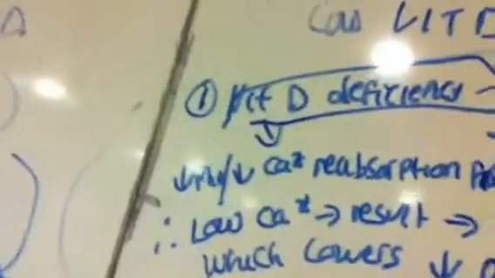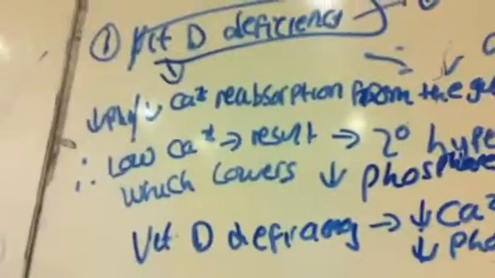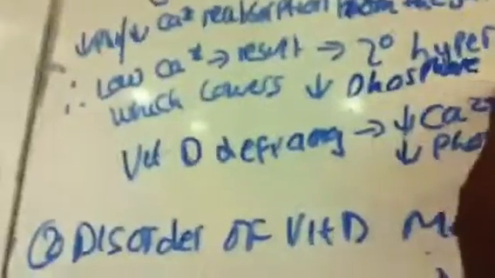So you'd have low phosphate, low calcium because of reduced absorption from the gut. Low calcium will result in secondary hyperparathyroidism as compensation, because your parathyroid senses the low calcium, so you'll try and secrete more PTH, which will lower phosphate even further. So in the exam question, when you're given low calcium, low phosphate, it's a vitamin D problem.